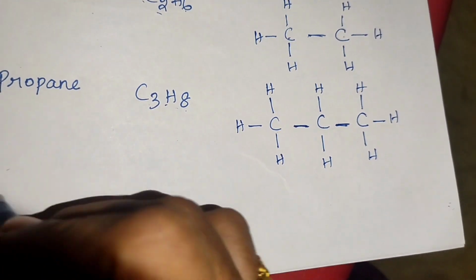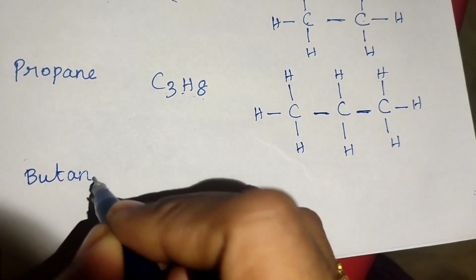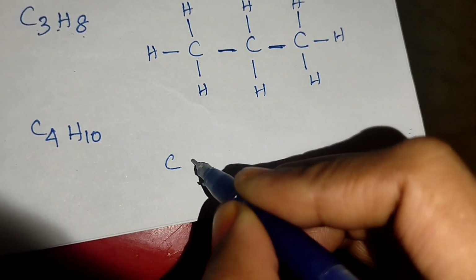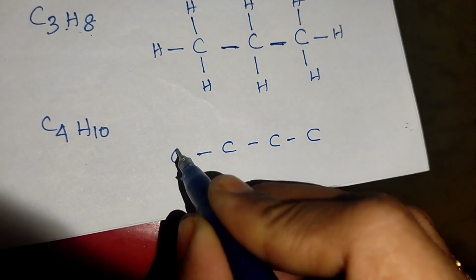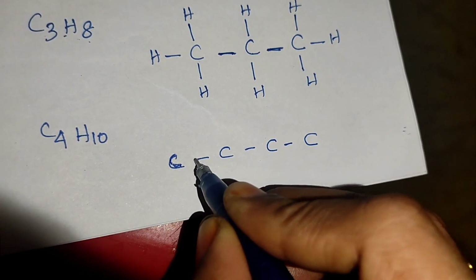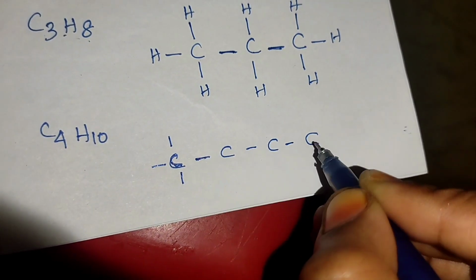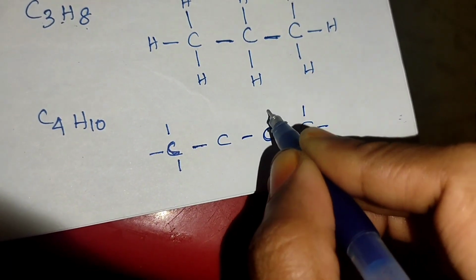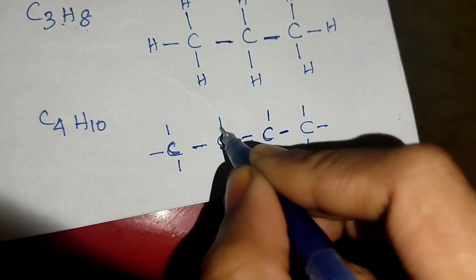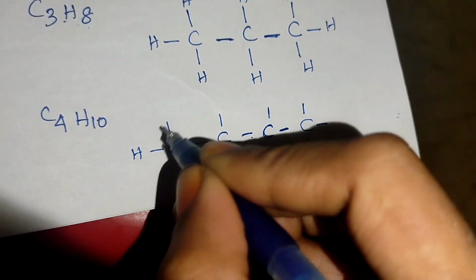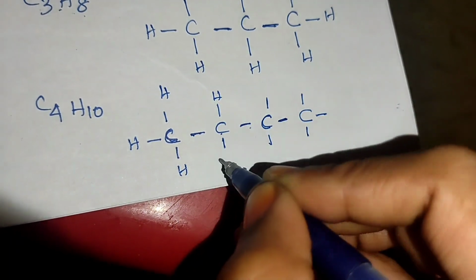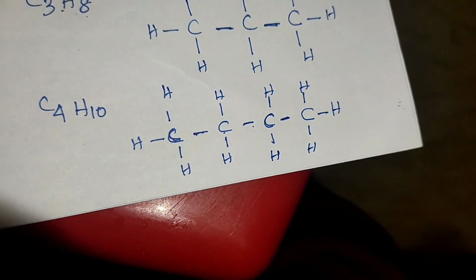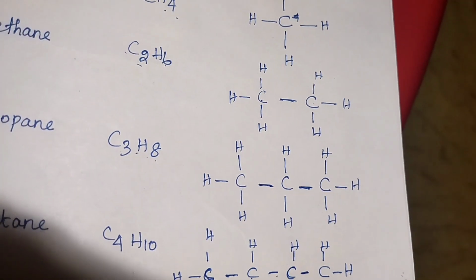Now the fourth one. Fourth one is what? Butane. Butane formula is what? C4H10. So how many carbon atoms will be there? 4 carbon atoms: 1, 2, 3 and 4. Now for each carbon the valency is 4. Now write the hydrogens: 1, 2, 3, 4, 5, 6, 7, 8, 9 and 10. So it was completed. So these are the structures for the carbon compounds.